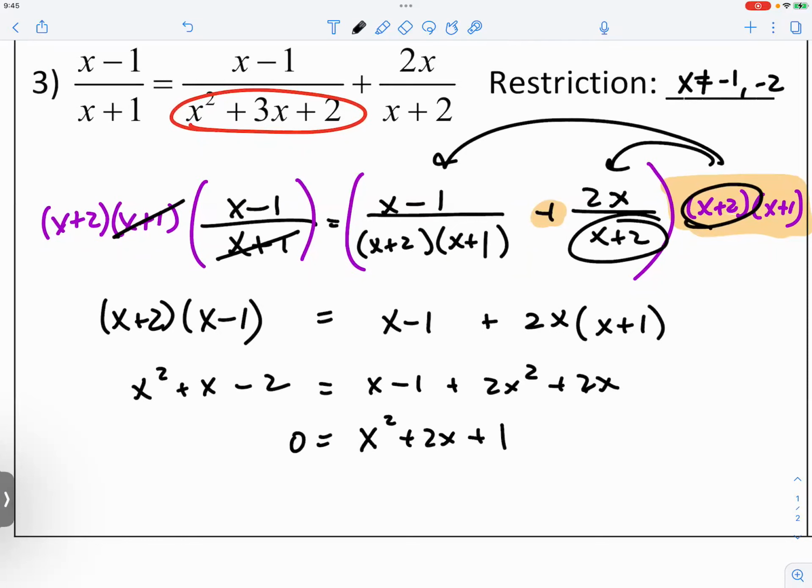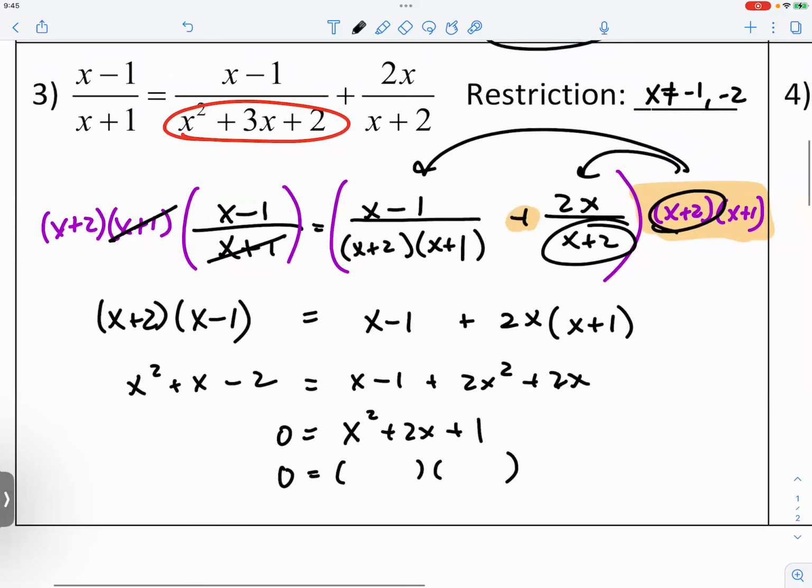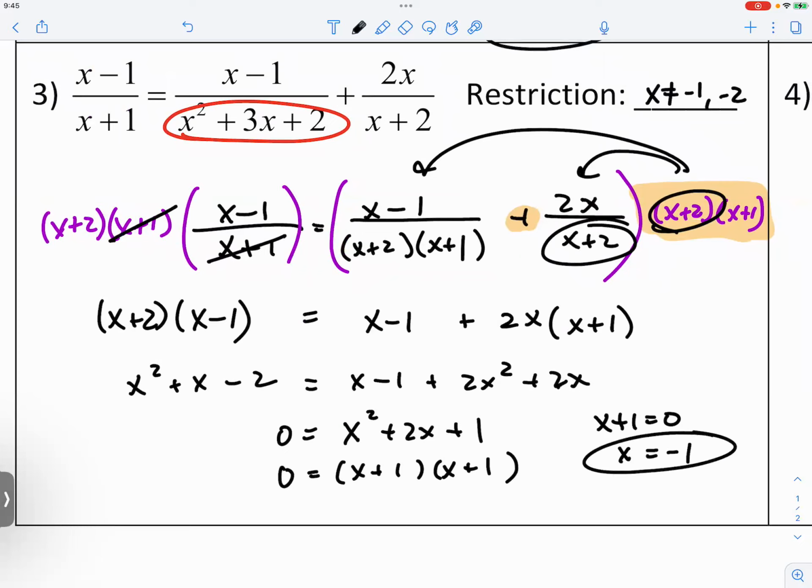And once you have that, you can now see something. You can actually factor this x squared plus 2x plus 1. And see what you get for this factoring. So this would be x plus 1 and x plus 1. So that means x plus 1 is equal to 0. x equals -1.